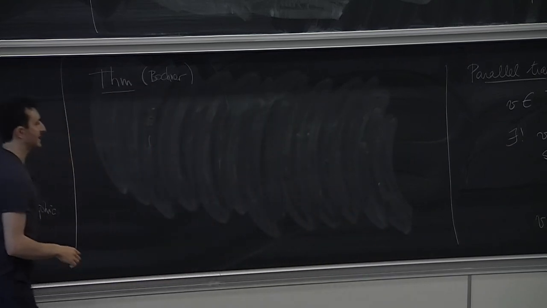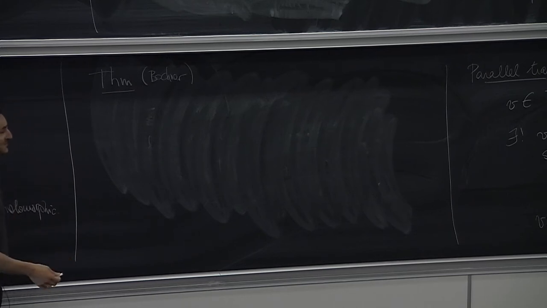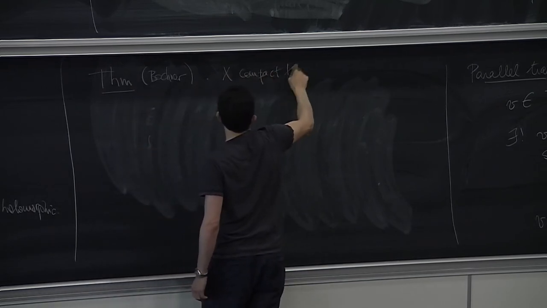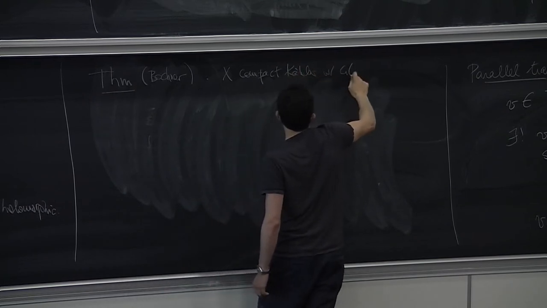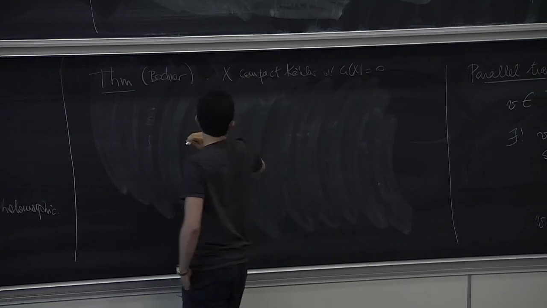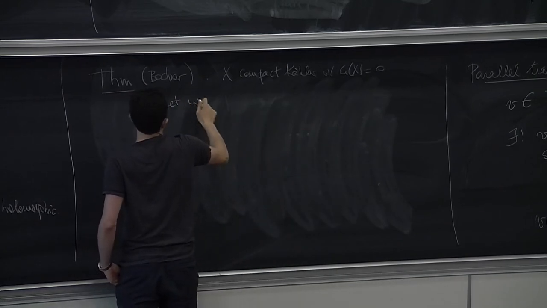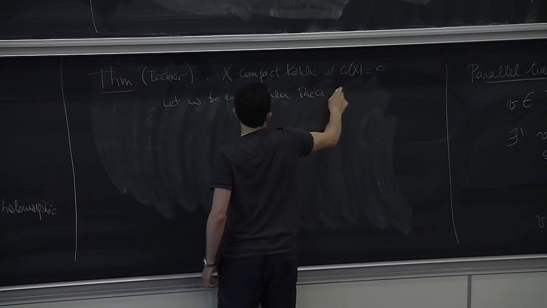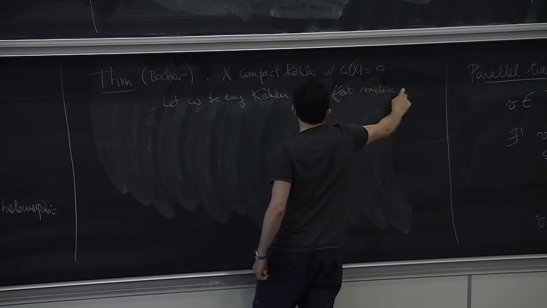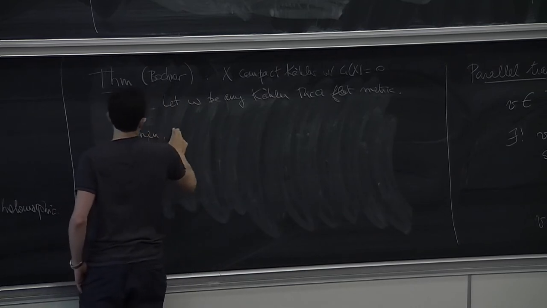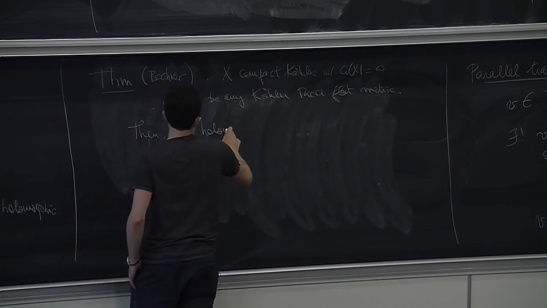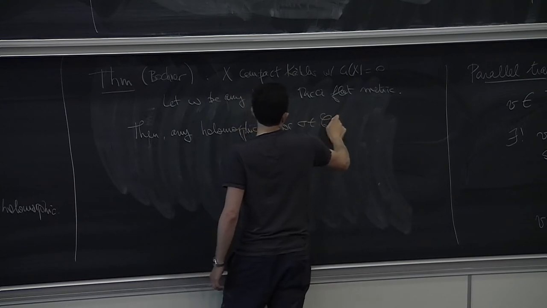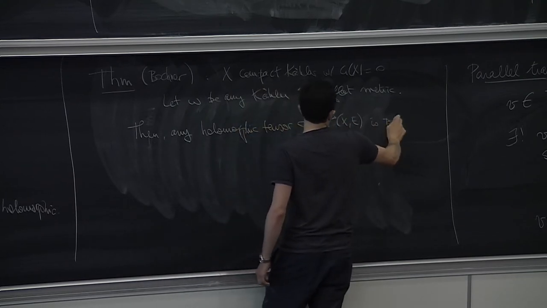So now I need compactness and C1 equals 0 and Yau's theorem for the converse. So if X is compact Kähler with C1 of X equal to 0, and I take omega to be any Kähler-Ricci flat metric, then any holomorphic tensor is parallel with respect to omega.